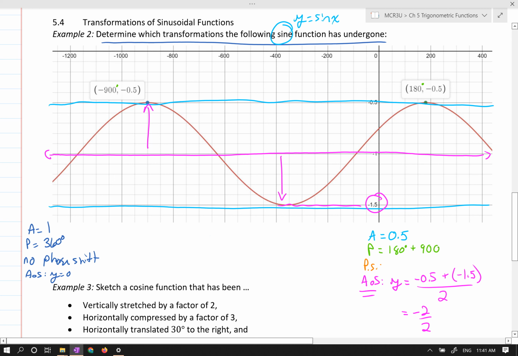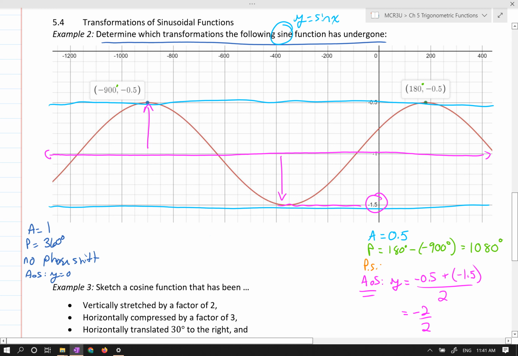Minus, because it's a difference, negative 900 degrees. And this is equal to 1080 degrees. Lovely. So that's our period. Wow, our period's way bigger this time.